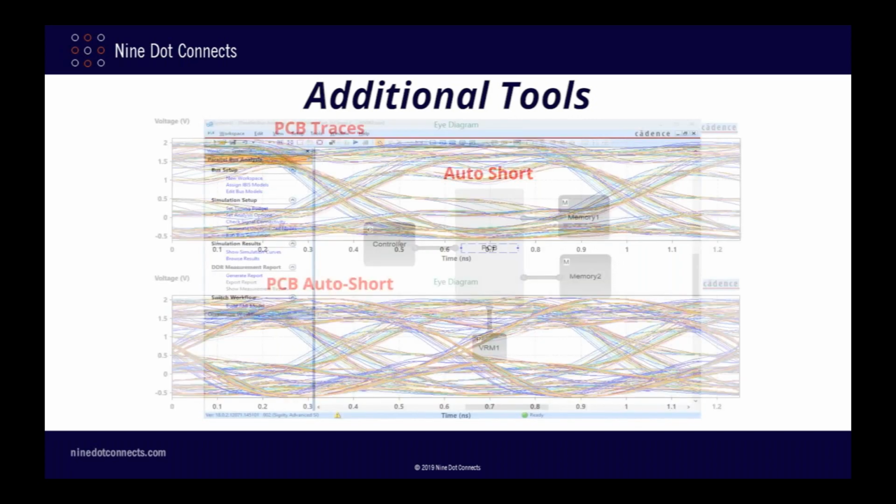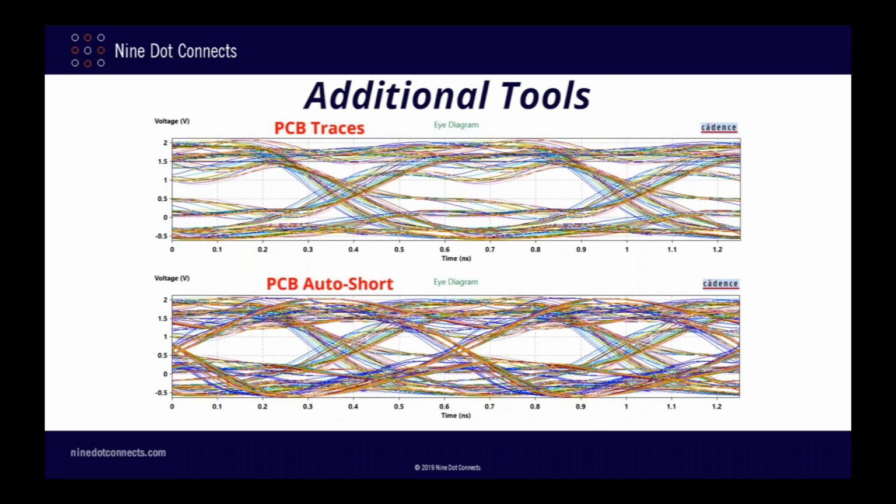Here is a slide with the eye diagrams from both simulation cases. As you can see, the auto short case is just as bad as before, if not even worse. This tells us that the problem is not with the PCB itself, but is being caused by the active devices, which makes sense since we deliberately turned off the on-die termination.